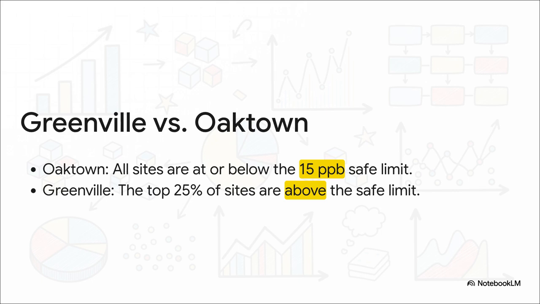For Oaktown, every single sample is at or below that 15 ppb safe limit. The problem is basically contained. But for Greenville, the situation is alarming. That box plot shows us that the top 25% of all their sites are above the safe limit, which points to a really widespread issue.